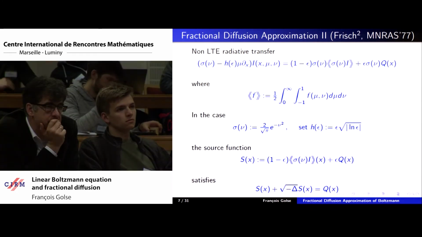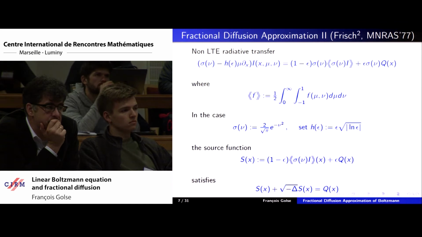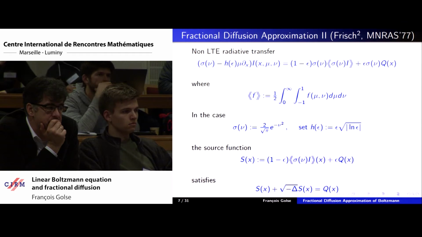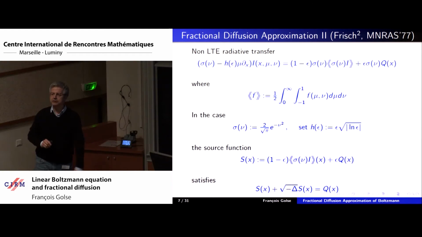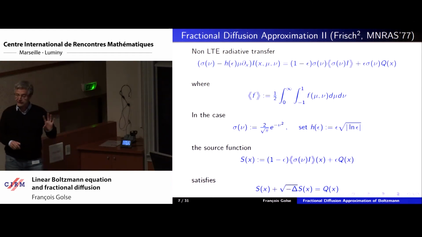So MNRAS, it's Monthly Notices of the Royal Astronomical Society. So it's really a paper in the astronomy community, right? It's not a math paper. Nevertheless, it has very serious mathematical content, right?